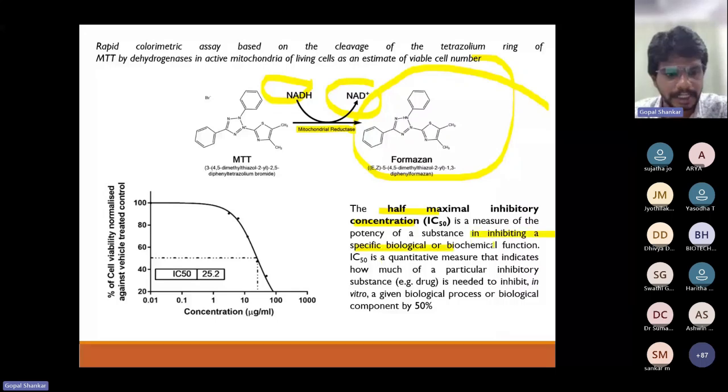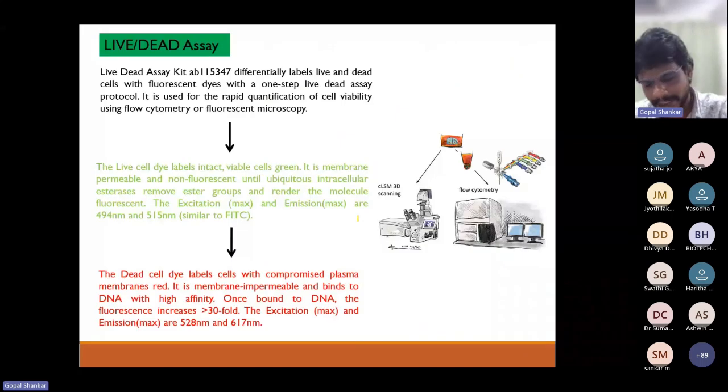Basically, you see here, this is the cell viability and this is the drug. You see at this 50%, the IC50 value is somewhere here, that is basically 25.2. So it is nothing but the amount of drug that is needed to inhibit a biological process by 50% under in vitro conditions. That is called your IC50 value, half maximal inhibitory concentration. You can also do something called a live and dead assay, that is basically based upon fluorescent tagging of molecules. One common live and dead assay is your AM/PI kit.